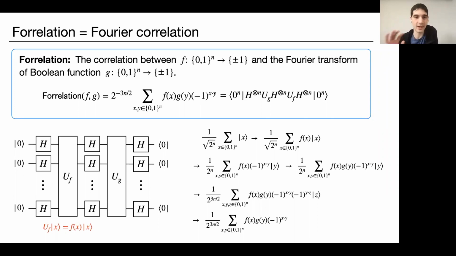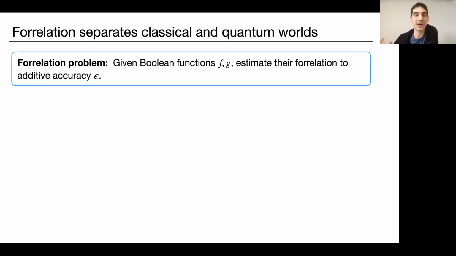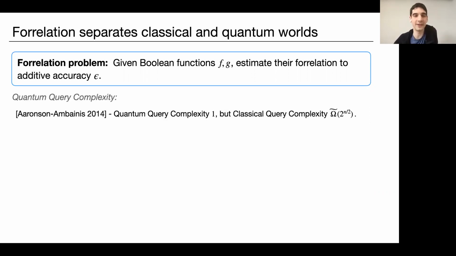So this is our running definition of correlation, and we can define a problem based on this quantity. Given Boolean functions f and g, the problem is to estimate their correlation to some additive accuracy epsilon. And one of the points that I want to make on this slide is that in some sense, correlation is one of the hardest problems that can be solved efficiently by a quantum computer that can't be solved efficiently by a classical computer. So correlation was initially defined in the context of quantum query complexity.